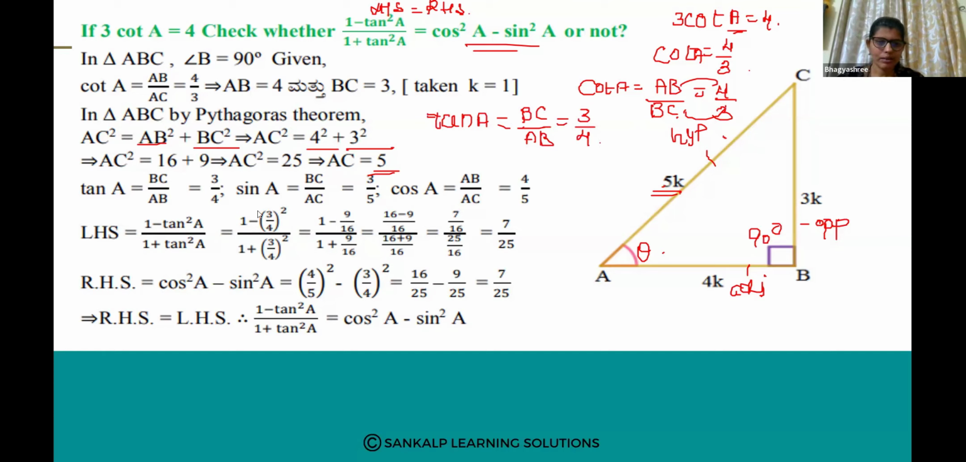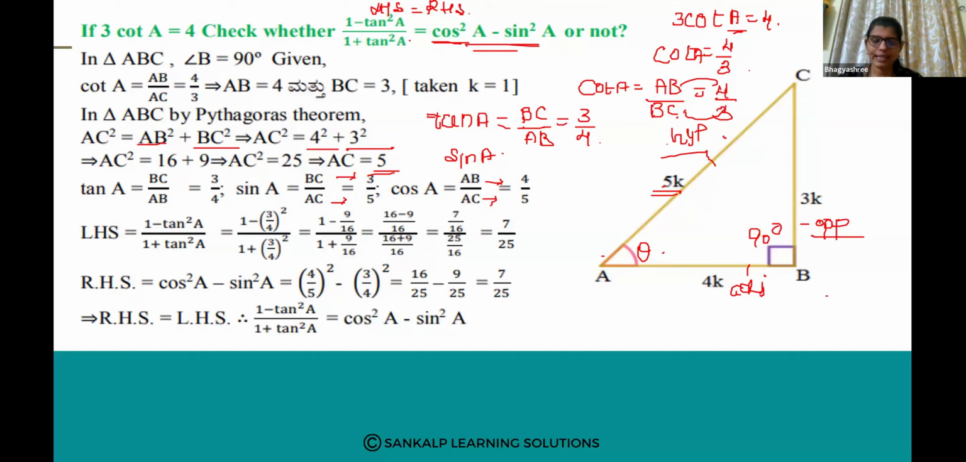Next, what else do we have? Cos A and sin A. So what is sin A? Sin A means opposite divided by hypotenuse, right? BC divided by AC. So BC value is 3, AC value is 5. Cos A is there, so let us write cos A value too. Cos A is adjacent divided by hypotenuse, AB divided by AC, right? AB value is 4, AC value is 5.